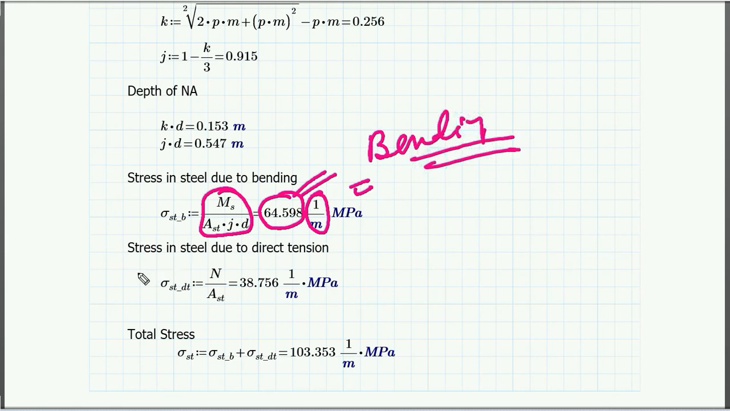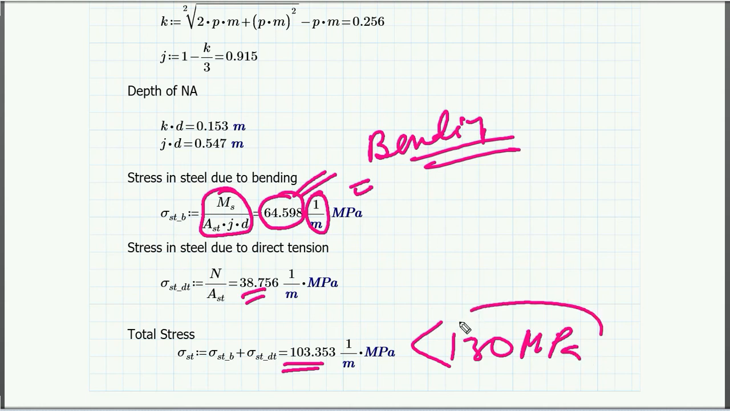Okay, and what is the stress in steel due to direct tension? That is T by Ast, which is 38.57. So if you add these two, it becomes 103.353, which is less than 130 MPa, which is our permissible stress. So as this is less than 130 MPa, it is satisfied, it is okay.